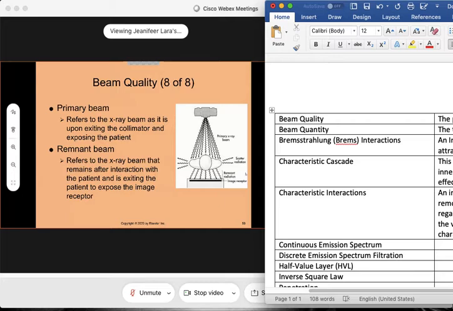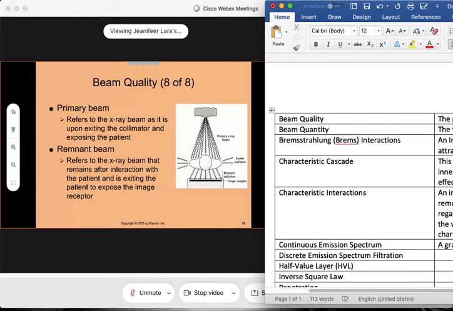Sorry, so the primary is like the beam to the patient, and then the remnant is the patient to the IR? Yeah. So if you aim your tube and you're positioning whoever at the wall bucky, the X-rays before reaching the patient are part of the primary beam. Now, the patient to the image receptor, all of the X-rays that leave the patient and reach the image receptor is the remnant beam.